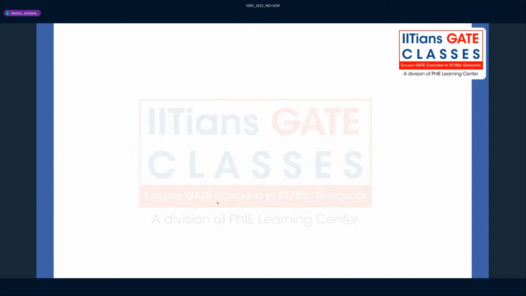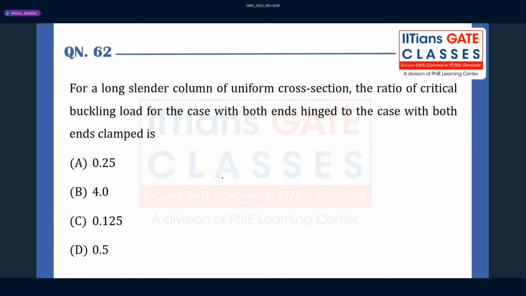Now try to see the next question. For a long cylindrical column of uniform cross section, the ratio of critical buckling load for the case with both the ends hinged, whereas both the ends are clamped. In both the cases, we have to determine the ratio of the buckling load P1 to P2.